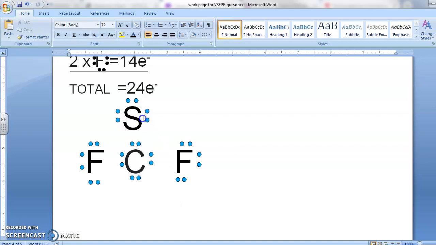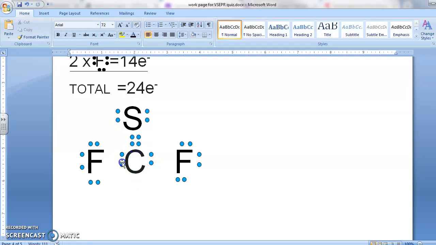Sulfur's in Roman 6. Roman 6 has no problems making a double bond. So it would be no problem of us at all to erase this pair of electrons right here. And we fix it by moving a pair from an atom it's attached to, in this case the sulfur, into the bond. We created a double bond. And that replaced the 2 that I erased from carbon.